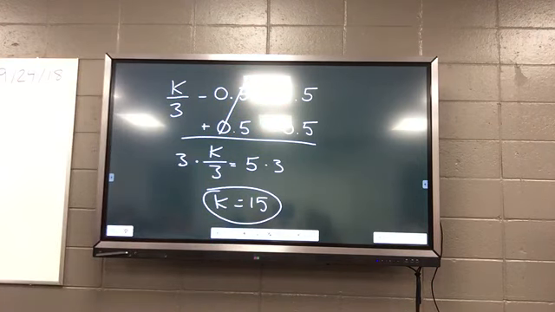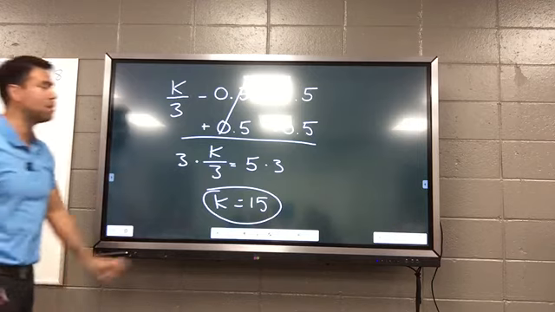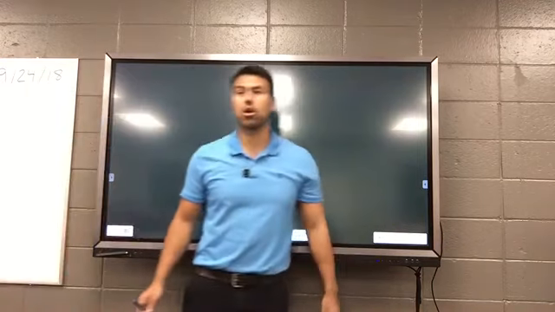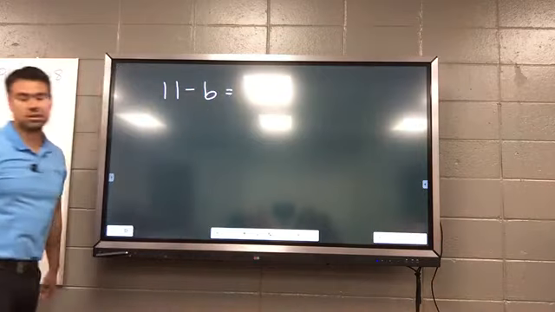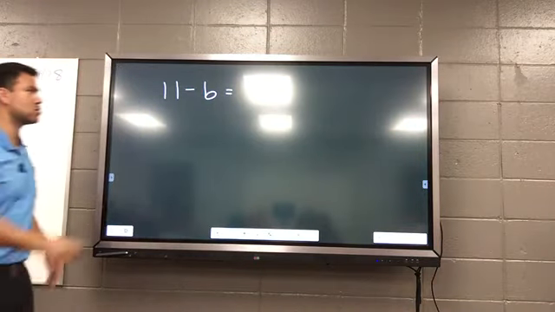How many of you go on that? Like you're like, okay, just undo what's happening. All right, I'm going to give you another problem. This problem I want you to work more on your own because I want to see how you're going to handle it. It is a little bit trickier because it's awkwardly written. So 11 minus b equals 32.